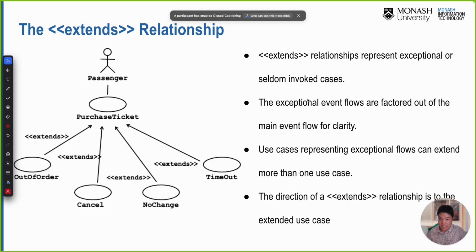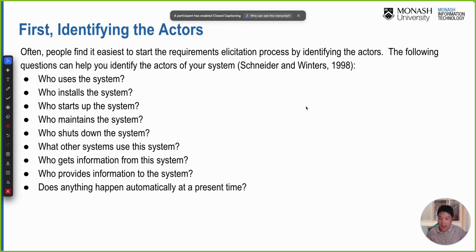That's the extend relationship. To draw the use case diagram, the first thing that you need to do is to identify the actors. Who are the actors of the software system? If you look at the student enrollment system, you just identify the nouns, right? Who uses the system? The student, the admin, that kind of thing. These are the nouns, the actors of the use case.